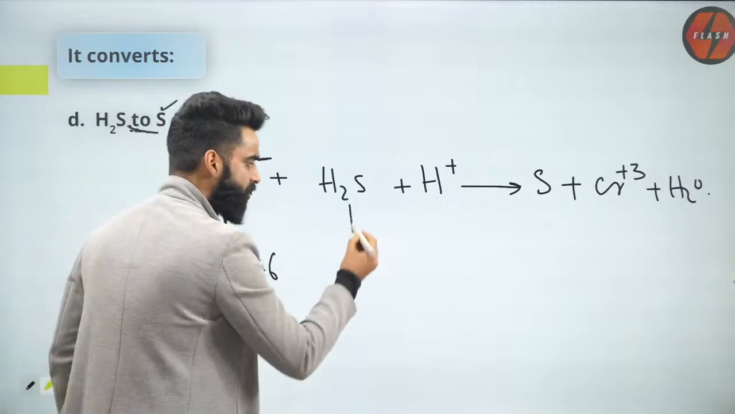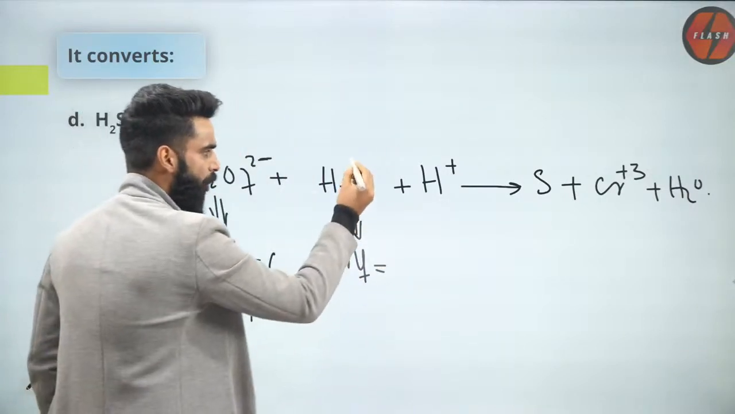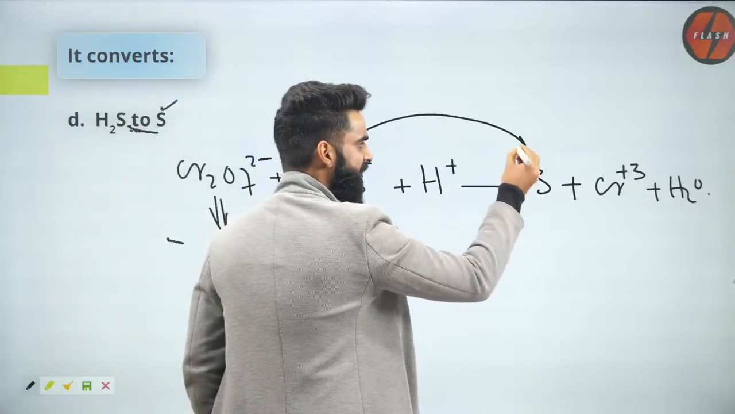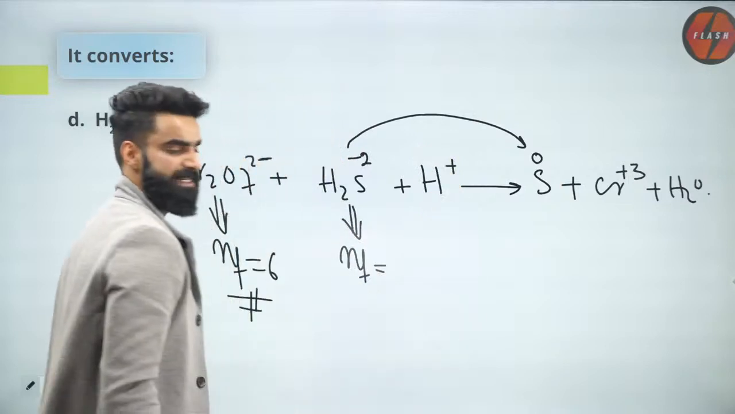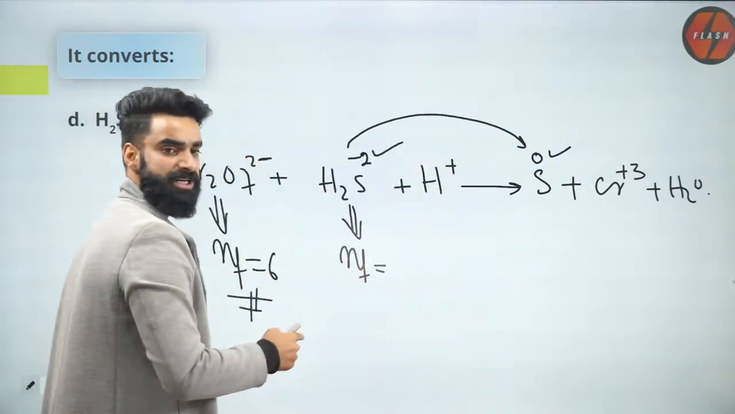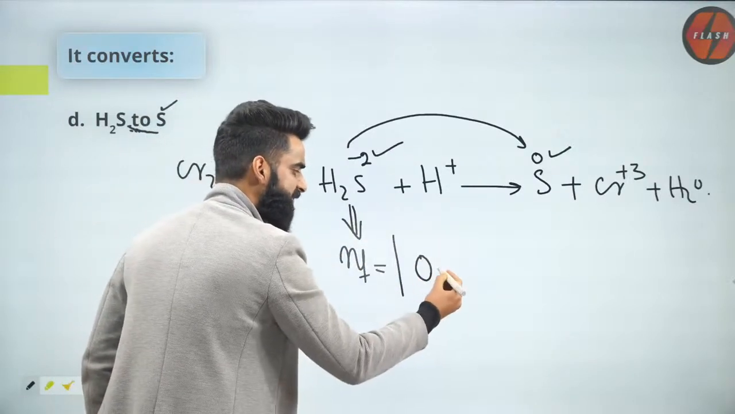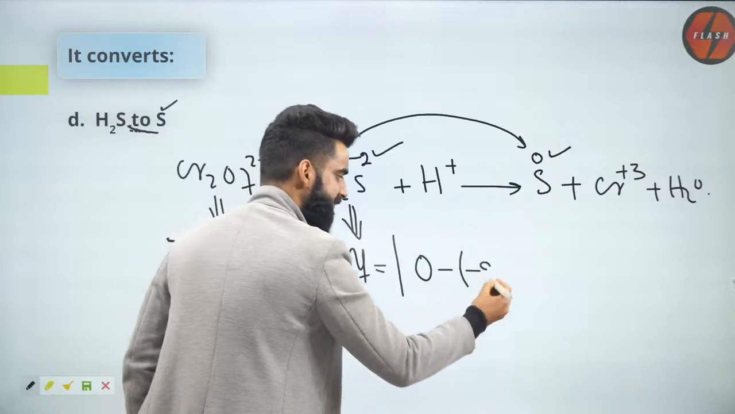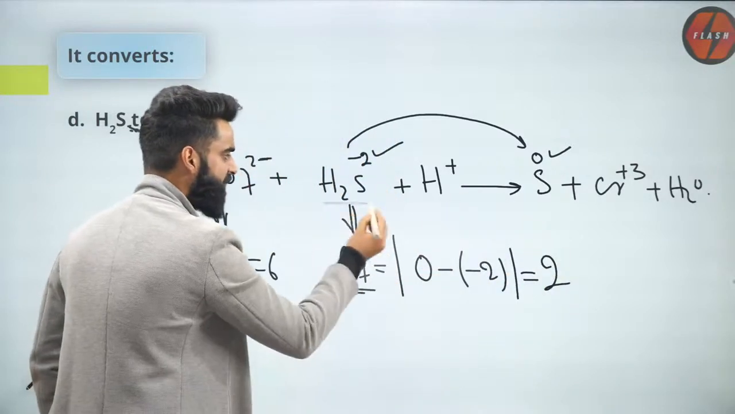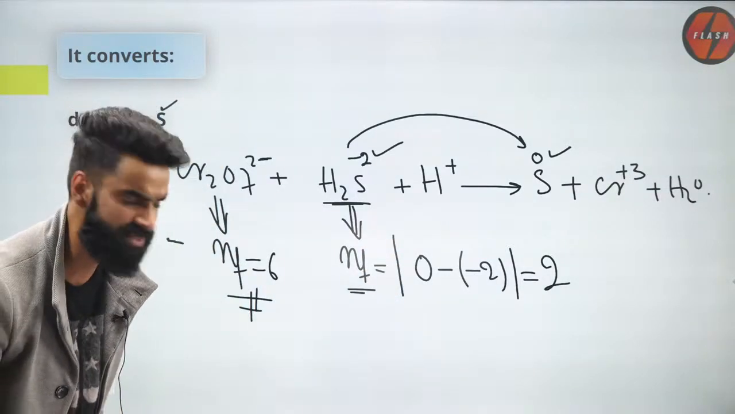Now, people, what should be the n factor of H2S over here? For that, the oxidation state of sulfur right here is -2, and it is getting converted to sulfur, and over here sulfur has got the oxidation state 0. So 0 is the final oxidation state of sulfur, -2 is the initial oxidation state of sulfur. So the change in the oxidation state of sulfur, final minus initial, will come as 2. So 2 is going to be the n factor of H2S in the reaction. Very simple, right?